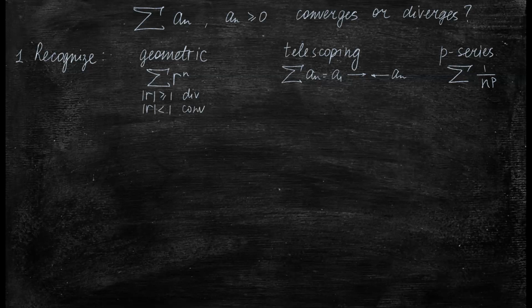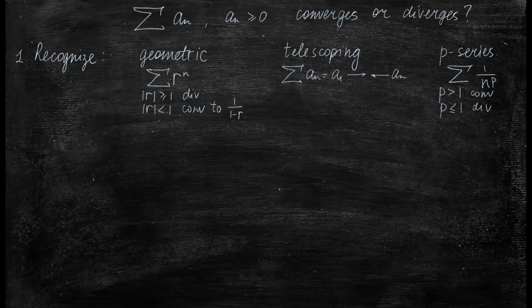Don't get mixed up with the test for p-series, because it's actually somewhat the opposite. If the p value in a p-series test is greater than 1, then the series converges, and if it is less than or equal to 1, then the series diverges. And what's nice about geometric series is that we not only know that it converges, we also know what it converges to. It's going to converge to the first term divided by 1 minus r.